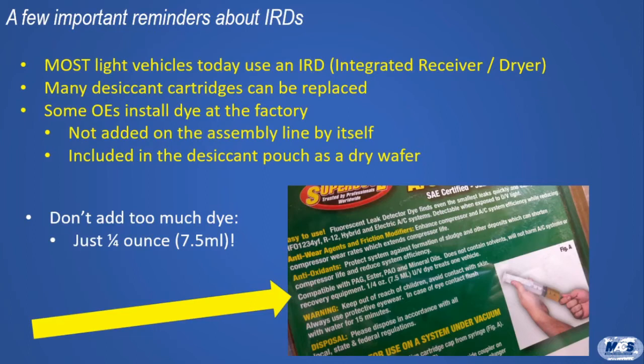This brings up a few important reminders. The aforementioned GM TSB reminds us of changes such as the relocation of receiver dryers. Desiccant cartridges on the inside of condensers is commonplace practice on many newer vehicles. OEMs include dyes in most vehicles these days, so don't overdo it by adding a lot more. Adding more dye than needed actually reduces the dye's luminosity.